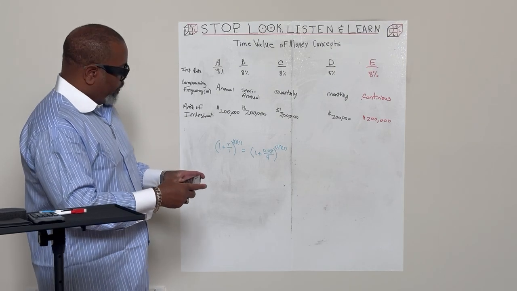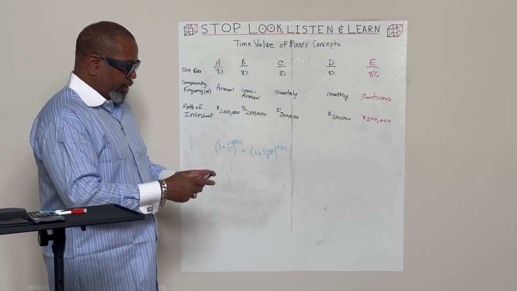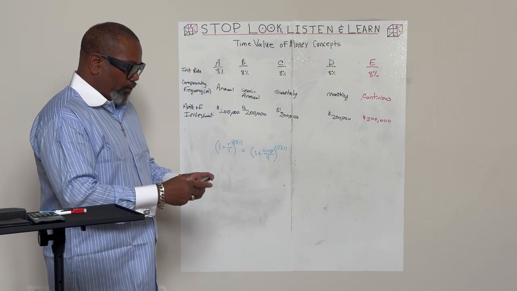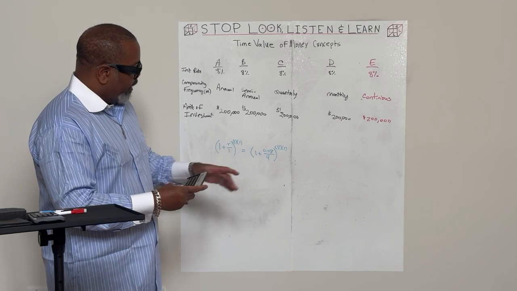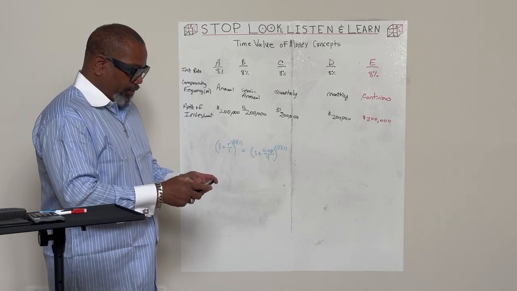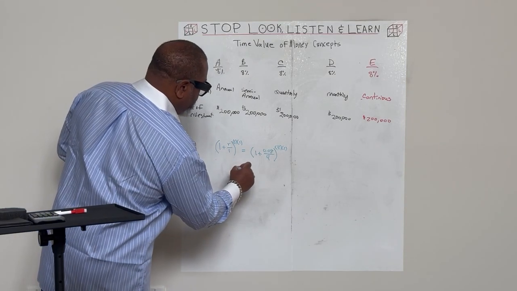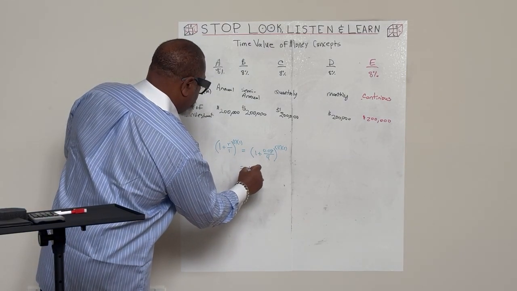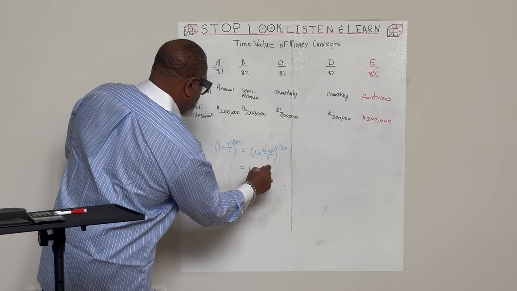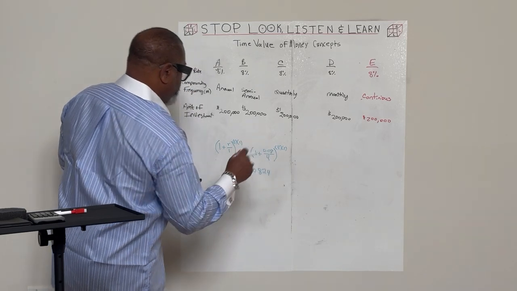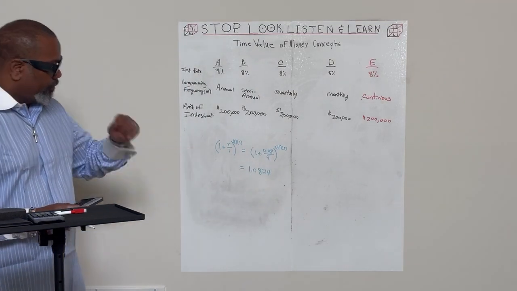So 0.08 divided by 4, I'm going to add 1 to that, and then we're going to raise that to the 4th power. And so that's going to give us a factor of 1.0824 out to 4 decimal places.